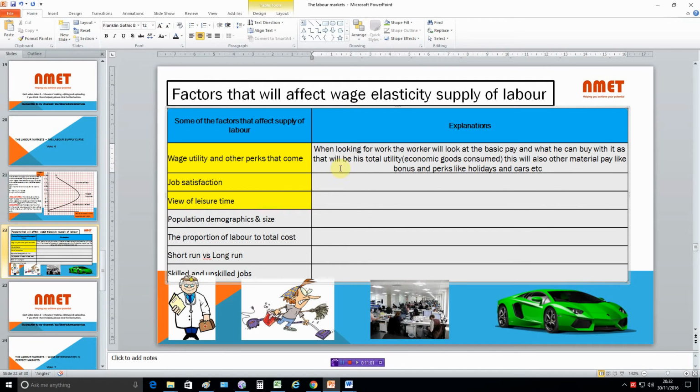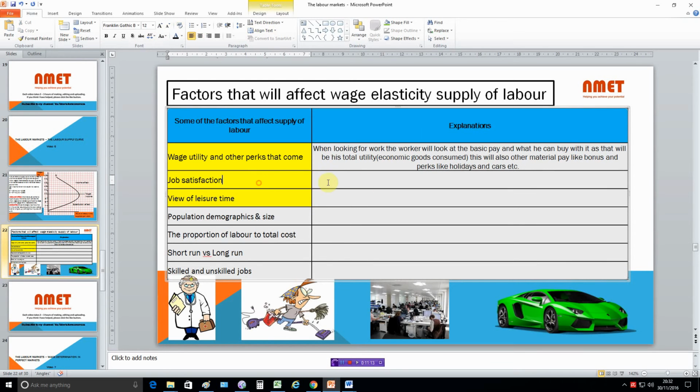So that makes a difference to the supply curve, which can shift to the right or shift to the left. Job satisfaction is another thing which can shift the supply curve to the right or to the left.